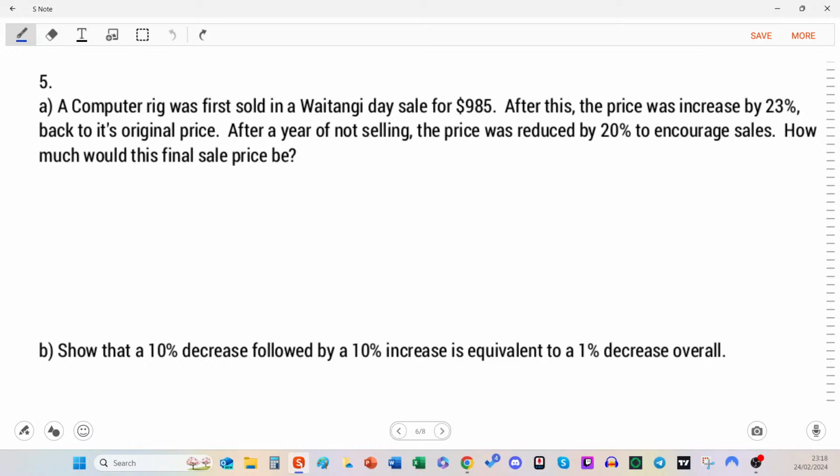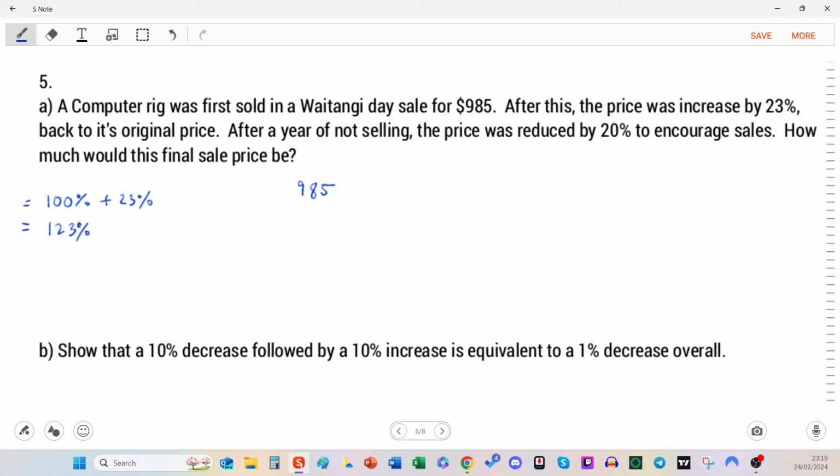A computer rig was first sold in a Waitangi Day sale for $985. After this, the price was increased by 23% back to its original price. So without reading too much, let's figure that out. 985 increased by 23%. Well, call that 100%, 985, and we want to add 23% to it. In total, we want 123%.